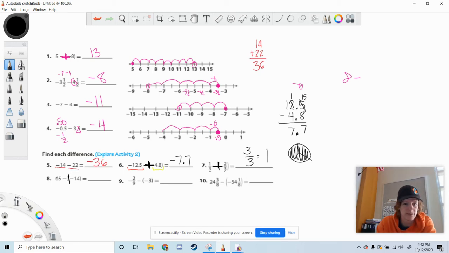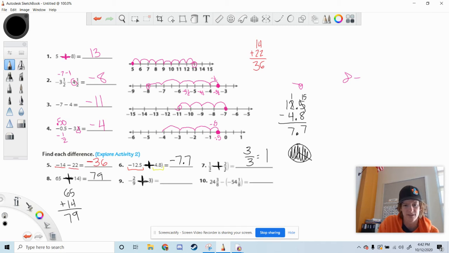Number 8, I see 2 minuses in a row. Turn it into a plus, and I have 65 plus 14. They are all positive now that I've made my big plus sign. 5 plus 4 is 9. 6 plus 1 is 7. So I have 79. For number 9, I have 2/9.